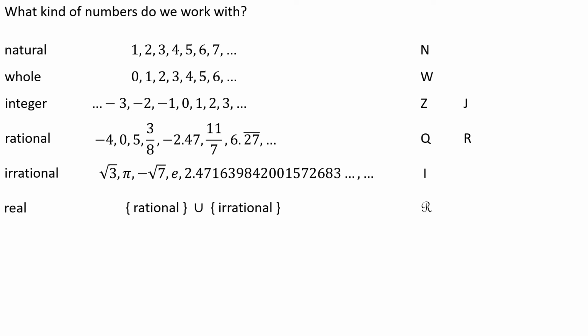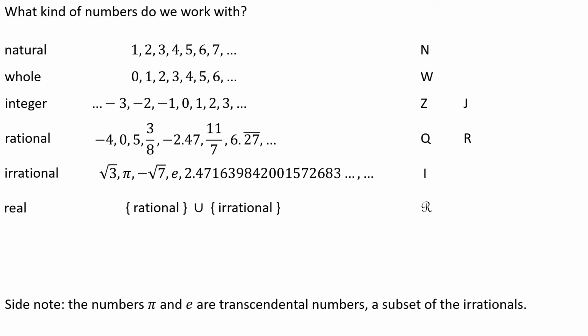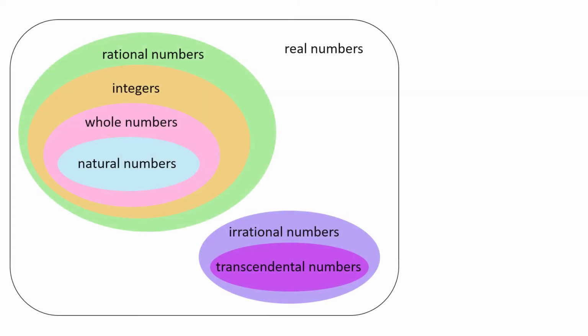Side note, numbers like Pi and E are transcendental numbers, a subset of the irrationals. We'll talk more about that at some other point in time. So here is the family of real numbers. Thank goodness I've got some spare side on the right-hand side of the screen.